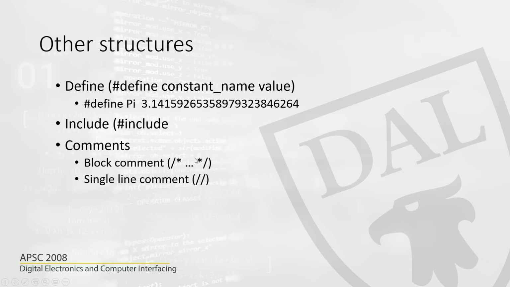After seeing these characters. And if it is just a single line, just add 2 slashes, and it will ignore that line and go to the next line. Those are some other structures that are available.